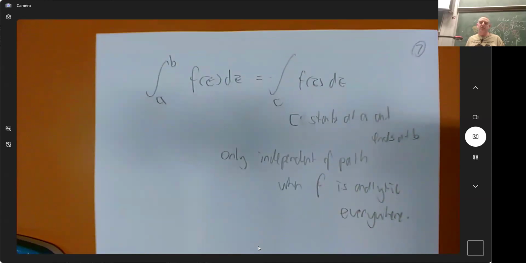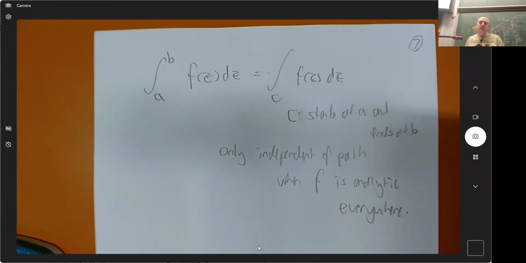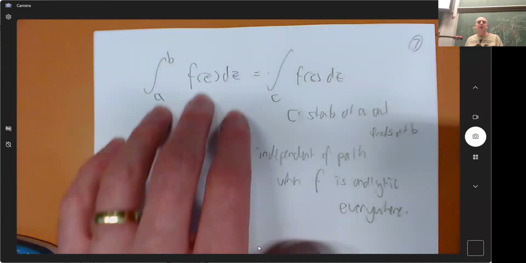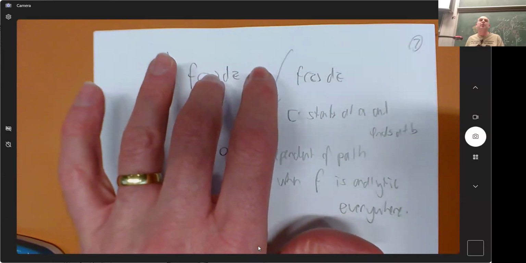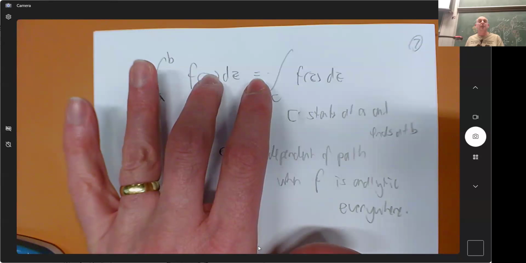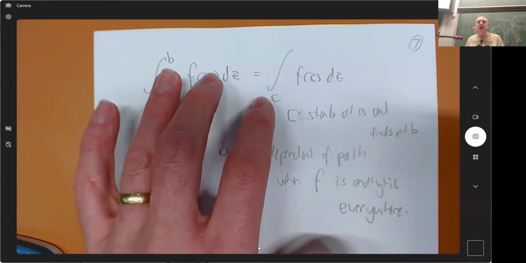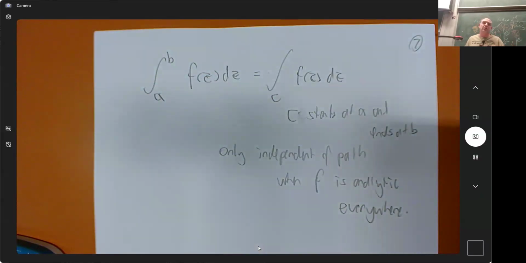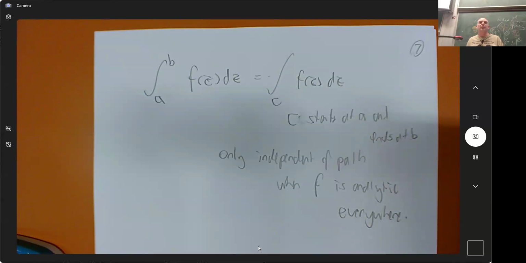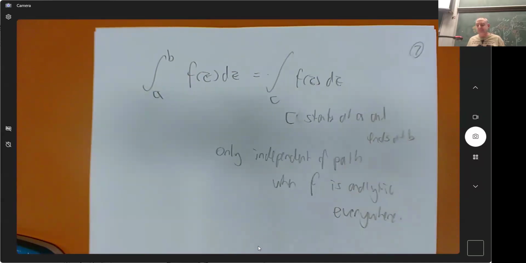So that's why it's totally okay to do this when you've got e to the z here, because that's a perfectly good analytic function. And if you've got a path that goes from, say, 1 to i, then you can just do the antiderivative and sub in i and sub in 1 and subtract. You know that it'll always produce the same answer, so it doesn't matter how you do it.